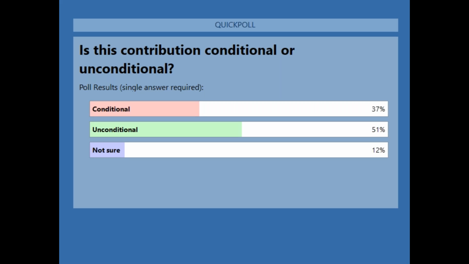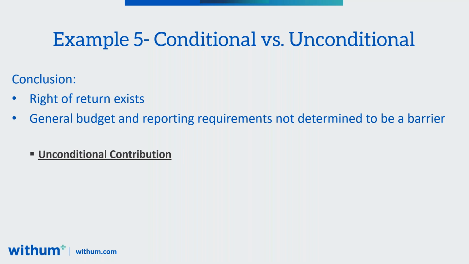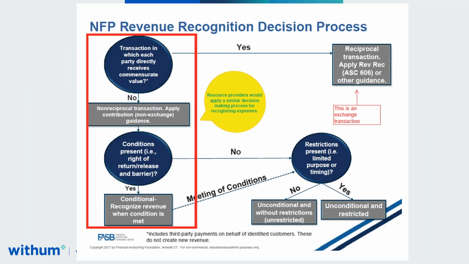So unconditional is correct. So most of you did get it right. There is a right of return, but we need right of return and a barrier. That general budget and those reporting requirements are not sufficient to be determined to be a barrier. They're really just kind of guideposts as to how we're going to conduct the activity. So in this particular transaction, it would likely be deemed to be unconditional. So the next slide is kind of just a chart that is a visualization of this decision-making process that we've been talking about.